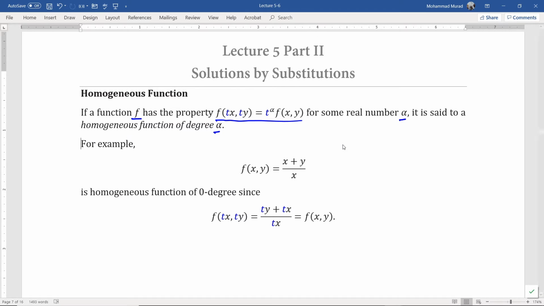For example, if f of x comma y equals x plus y over x, then it is a homogeneous function of 0 degree. Since if we replace x by t times x and y by t times y, then we get this expression, which simplifies to f of x comma y. T's cancelled. So f is a homogeneous function of 0 degree.